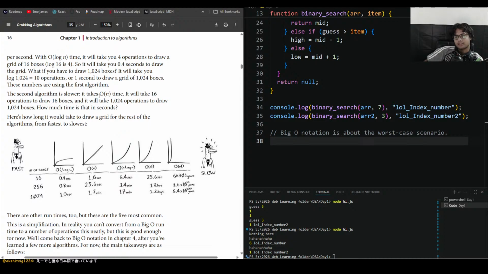The second algorithm is slower. It takes O(n) time. It will take 16 operations to draw 16 boxes, and it will take 1024 operations to draw 1024 boxes. How much time is that in seconds?